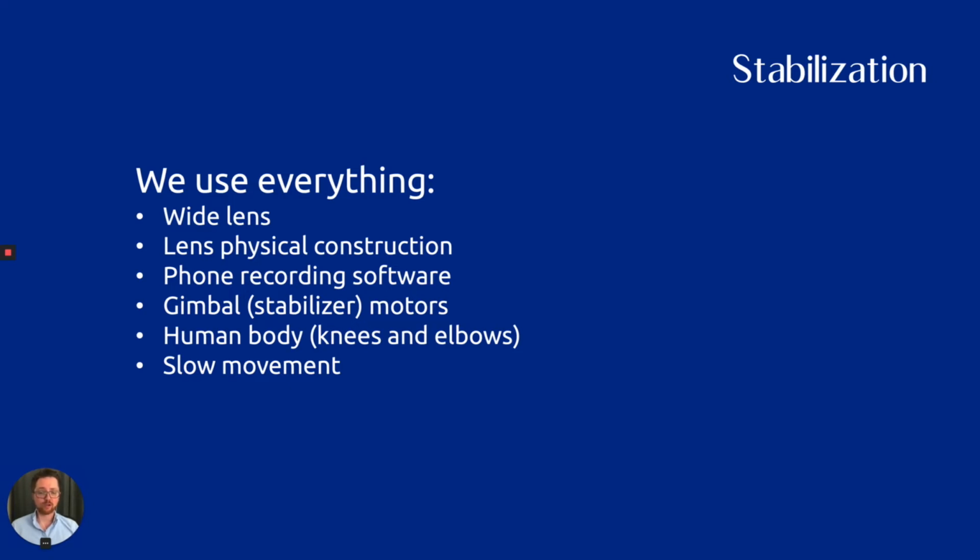We use our human body, so bending of the knees and elbows, in order to soften the movement upwards and downwards and left and right. And we move slowly instead of moving quickly. We won't be covering it in this video, but also editing software has additional levels of stabilization. And it's possible to record video in 60 frames a second. That would look like HD 60 or 4K 60, and then to slow that video down in editing by 50% to make an even smoother motion.